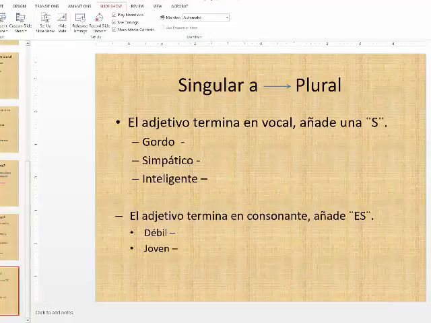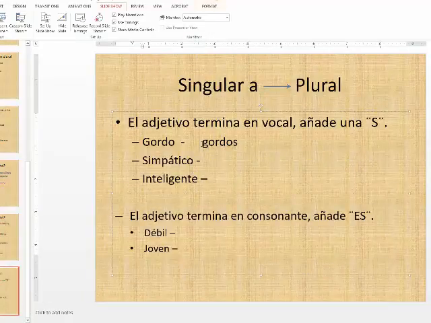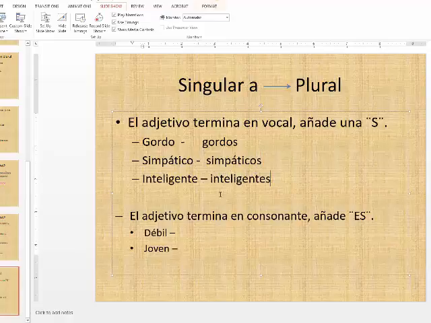So I'm going to go ahead and write those in for you so you have them, and you should be doing the same thing. Gordos, simpáticos, and inteligentes. So, débiles and jóvenes. And you see that jóvenes picked up an accent here. If you don't get that down while you're producing this word, it's not a huge deal. I still know what you're talking about. Cool. So that's it on concordancia. Again, adjectives that describe a noun or adjectives that describe a subject have to agree both in gender and in number with the noun they're describing or the subject they're describing. Okay, if you have any questions, please come talk to me.